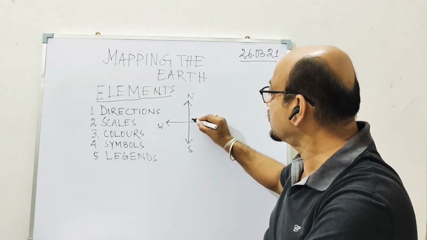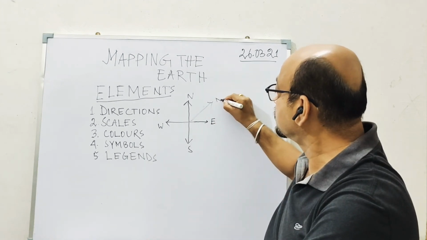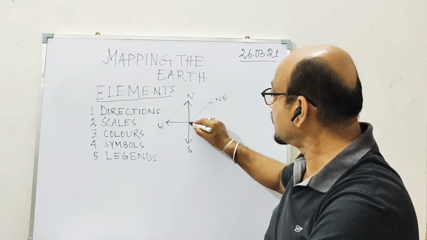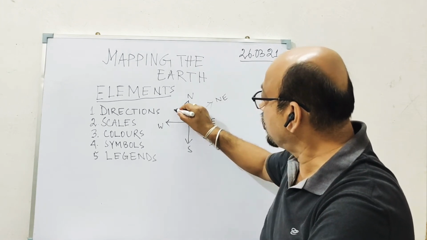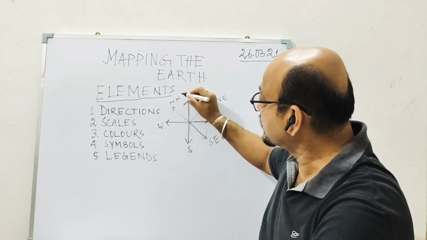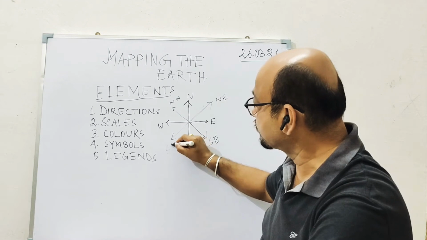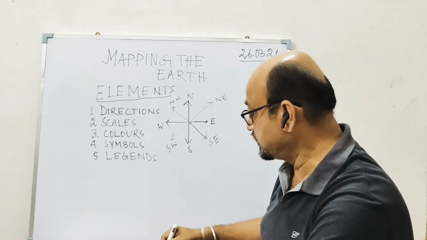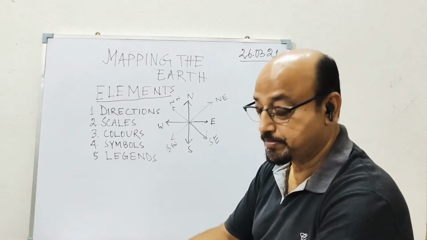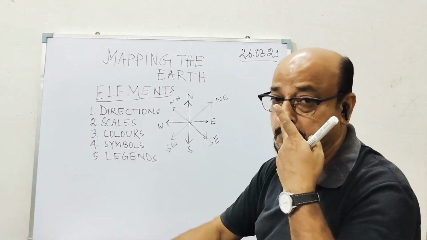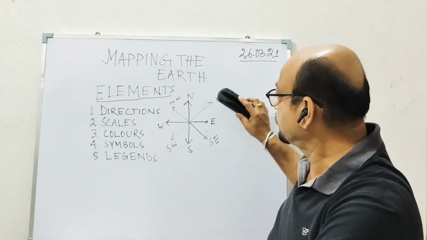Now in between north and east is the northeast. Between south and east is the southeast. Between north and west is the northwest. And between south and west is the southwest. So this is the first element of a map. I hope all of you have understood that to understand a map, directions are very, very important.